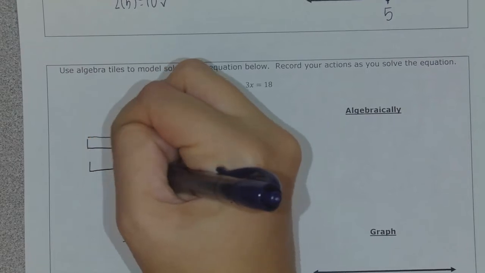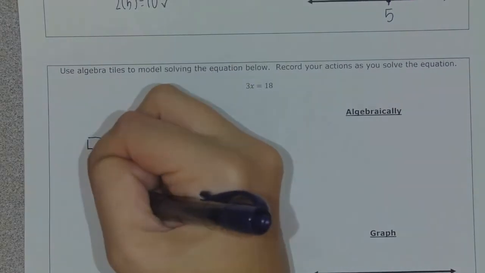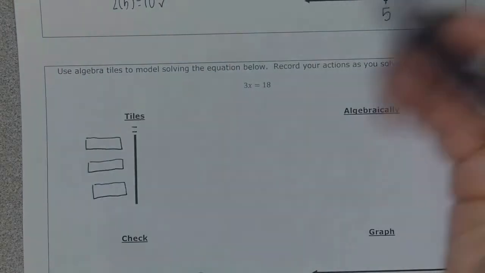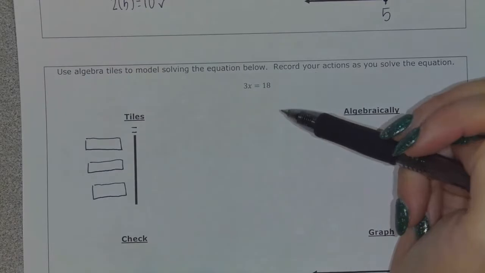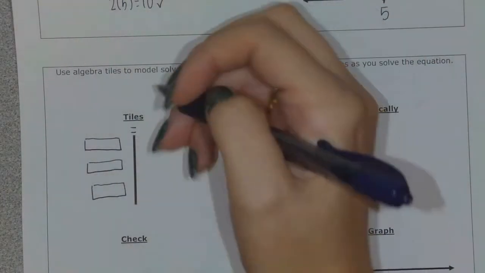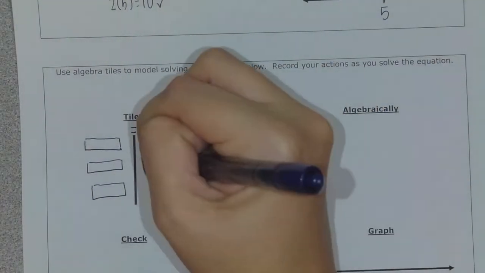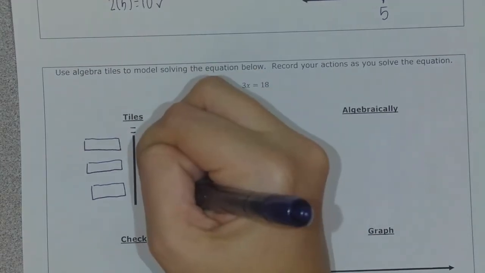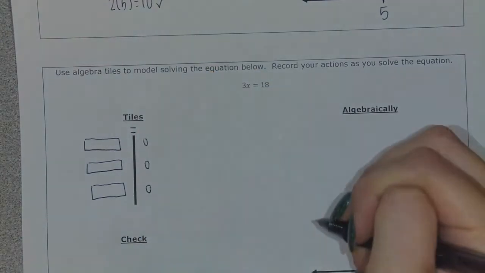So 1, 2, 3. And remember, these are like my team captains that are going to pick from these 18 players. So I'm going to start with the first team captain and give them 1. Second team captain gets 2. Third team captain gets 3.